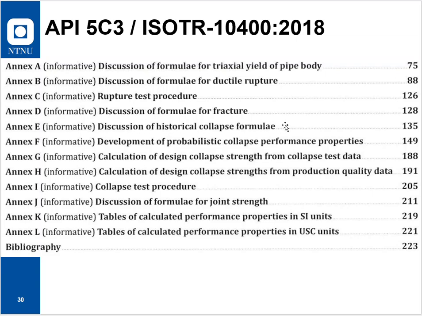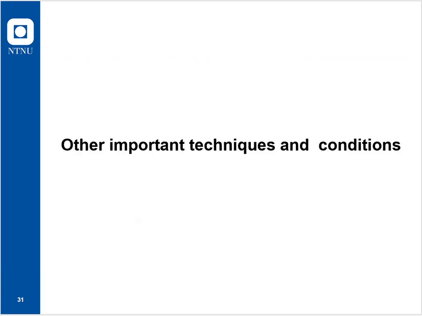Discussion of the historical collapse formula, the API, and then the probabilistic collapse. That's what we talked about now. A lot on the collapse formulas is discussed here because it's quite a big step from what we are using in the industry software.